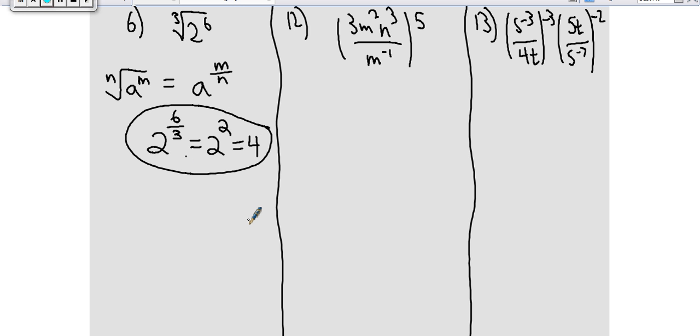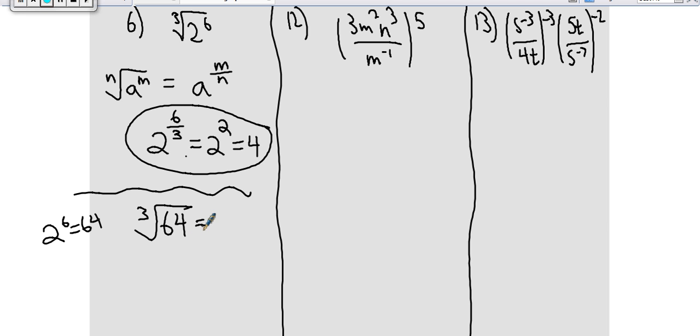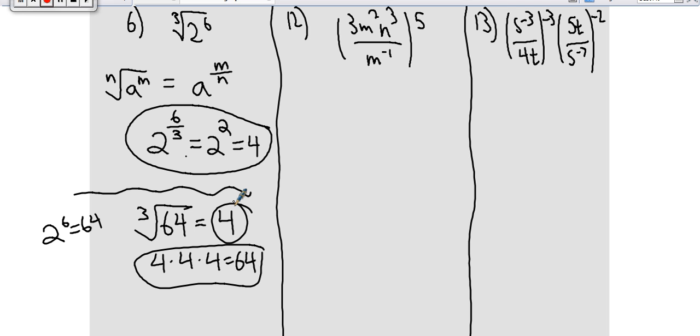And it's as simple as that. This is actually one of the ways we can use the fractional exponents as a shortcut for finding our answer. Now, some of you may have actually done this instead. You may have found the third root of 2 to the 6th. So 2 to the 6th equals 64. And the third root of 64 just equals 4, because 4 times 4 times 4 equals 64. Well, you arrive at the same answer as what we did.